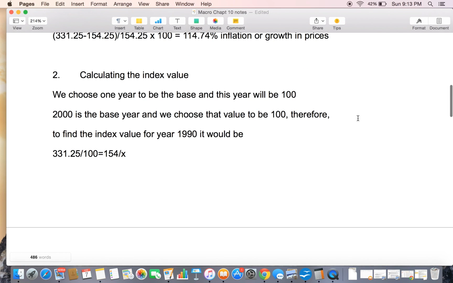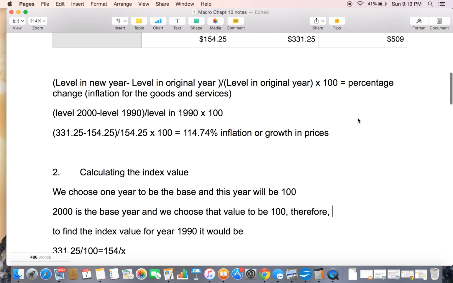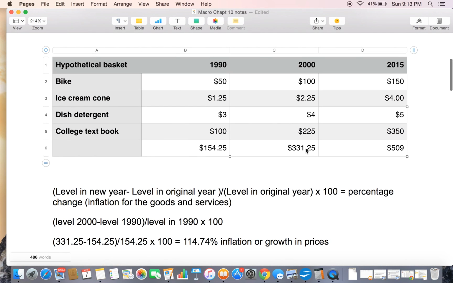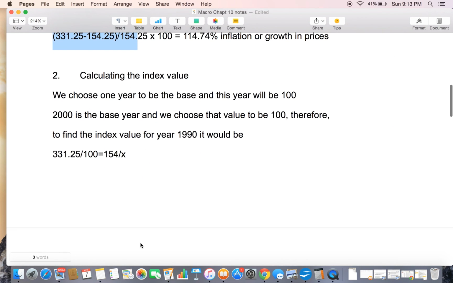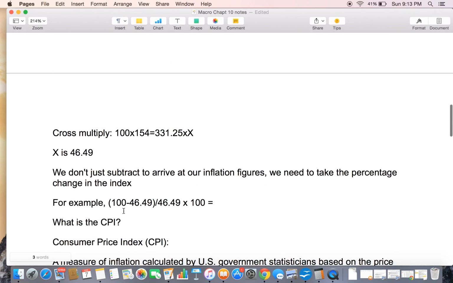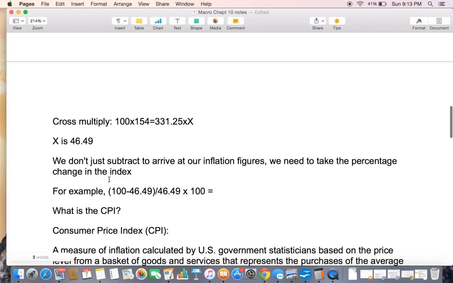Now, to be able to see how much inflation there was between that time period, again, we could have just looked at the value of the basket and said 331 minus 154 over 154 times 100 to come up with the inflation. But we can also use the index level, and so this is how we calculate the index. And let's make sure that our math was right. So we're not just going to subtract 46.49, which is the index level. Let's put this down. Index level in 1990.